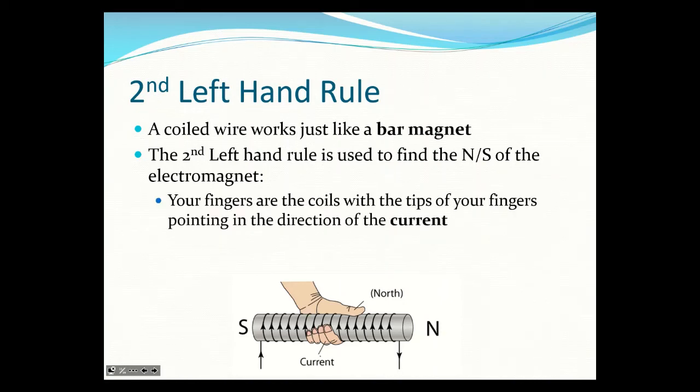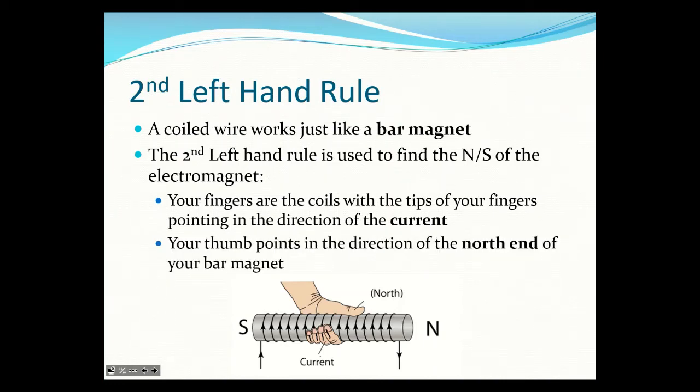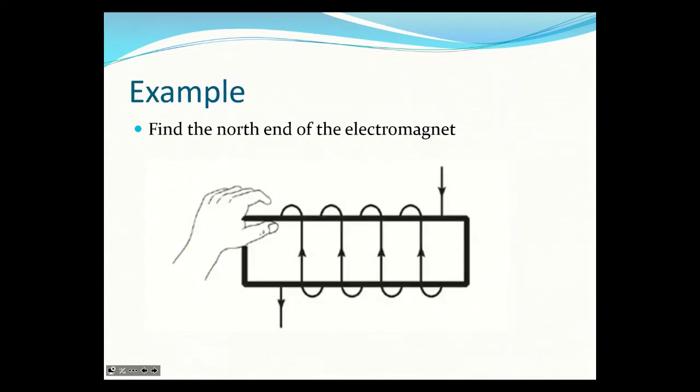So there's just two things. Your fingers are the coils, and the tips of your fingers are pointing in the direction of the current. You can see that here are the tips of his fingers, and they're pointed in the direction of those coils right there, the direction of the current in the coils. And then the other part is that your thumb is the direction of the north end of your bar magnet. So this is north, this is south. So we can draw on our field lines, and our field lines run from north to south like that.